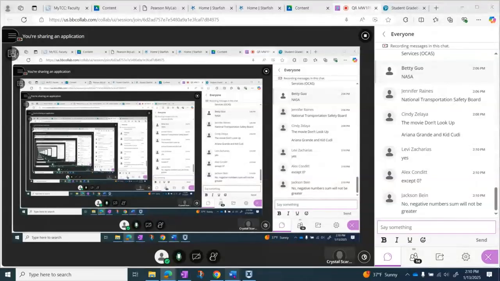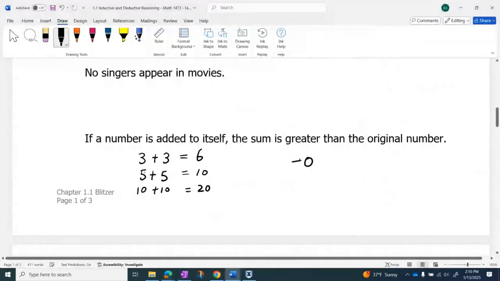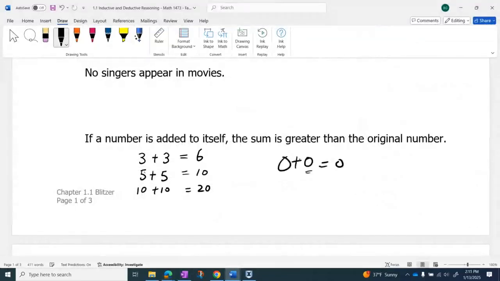So 0, okay. If I add a 0 on top of itself, I still get a 0. And 0 is not greater than the original number. It's equal to. It is not more than. So this is a counterexample. Or we can consider any negative number, right?